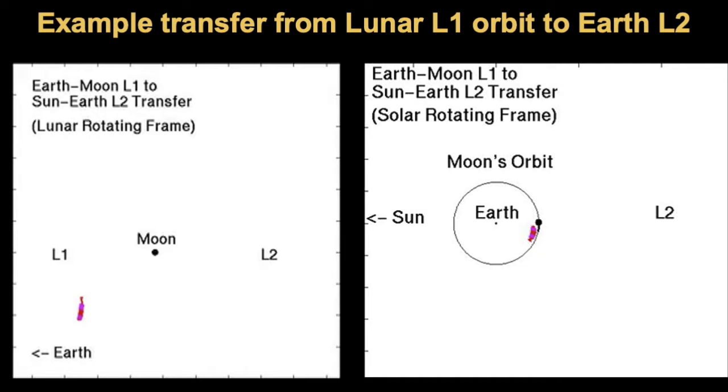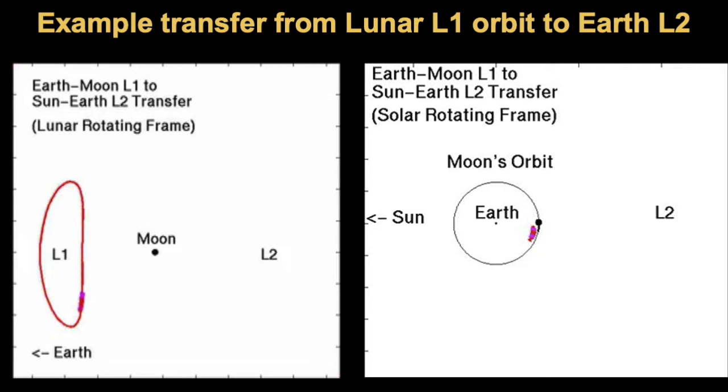You mean to get to L1, the nudges? The nudges can be arbitrarily small. So this is an example of something that was actually calculated. This is in the lunar rotating frame. So the Earth-Moon line is here, and then over here, this is the Sun-Earth line. It's the same initial condition in both of the frames.